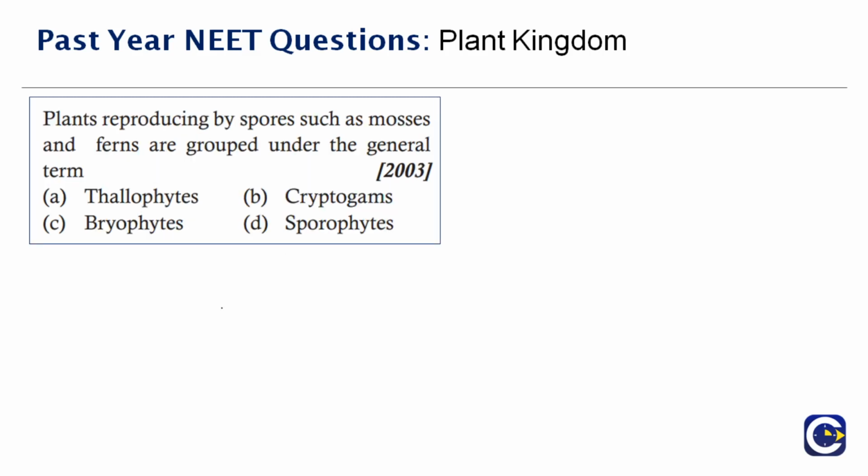This question is asking us a general term. Plants reproducing by spores such as mosses and ferns are grouped under the general term dash. This question was asked in the year 2003. This question is very clear and very easy to answer. The question clearly tells you they are talking about a term. Looking at the 4 options, cryptogams, sporophytes, thallophytes and bryophytes, sporophytes, thallophytes and bryophytes are not terms but names, while when I say term, cryptogams will go for it.